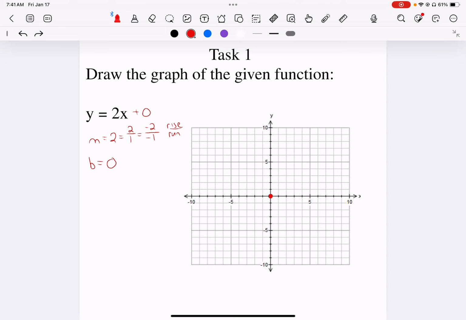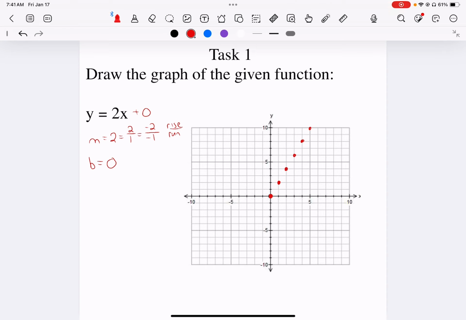Since it's a positive 2, I'm going to go up 2 and run positive 1. So that means 1 to the right, and plot a point there. And I'm going to keep doing the same process. Up 2 to the right 1, up 2 to the right 1, until I run out of room on my graph.